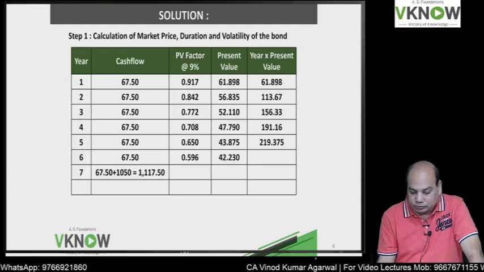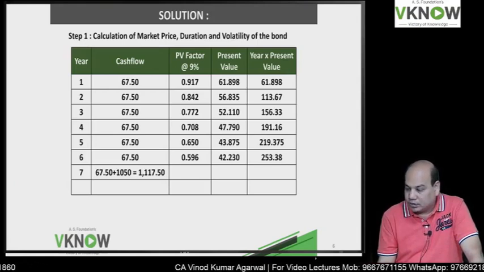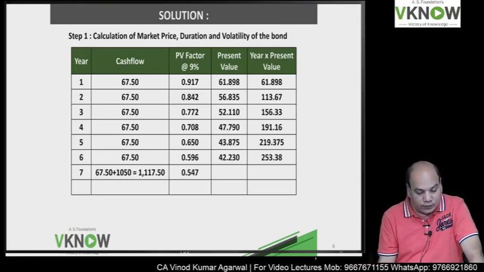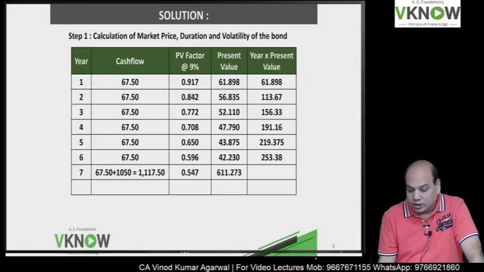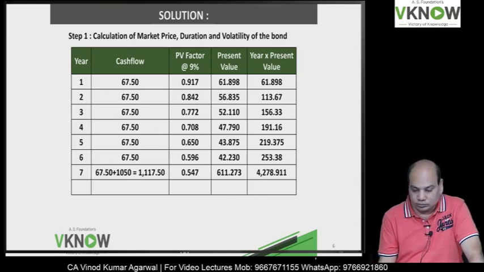0.596, 6th year. Check the answer if you have done. 7th year factor is given, 0.547. Multiply, and multiply by 7.